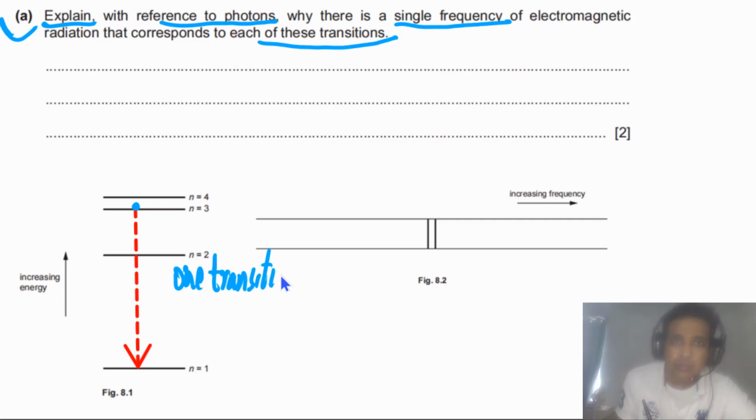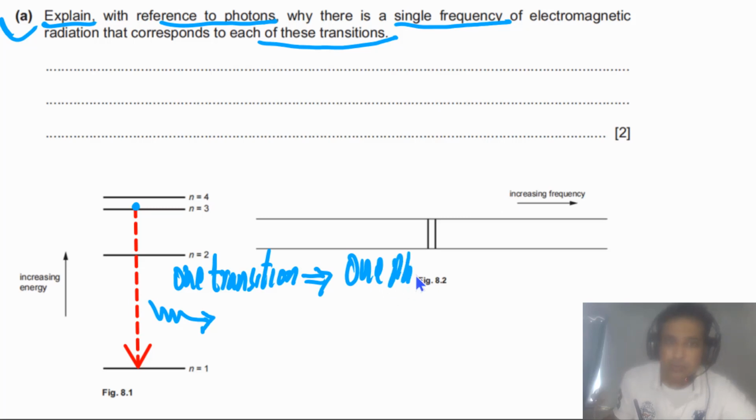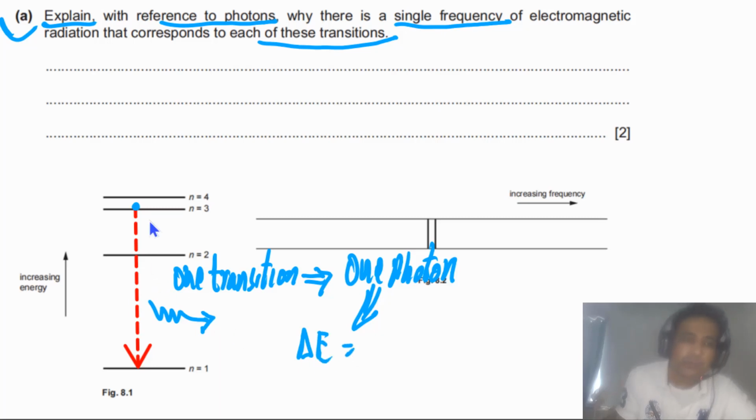In this single transition, only one photon will be emitted. So this is our photon, a single photon. The energy of this photon, delta E, is equal to the energy difference between these two energy levels. So this is a certain amount of energy, or we can say a fixed amount of energy.